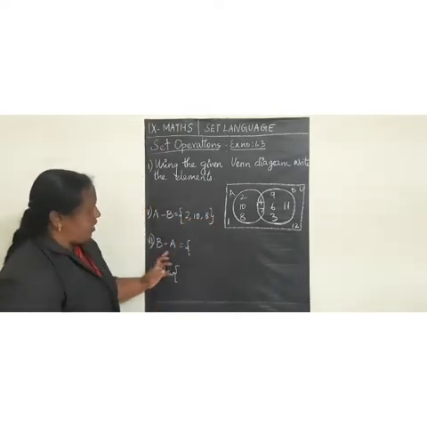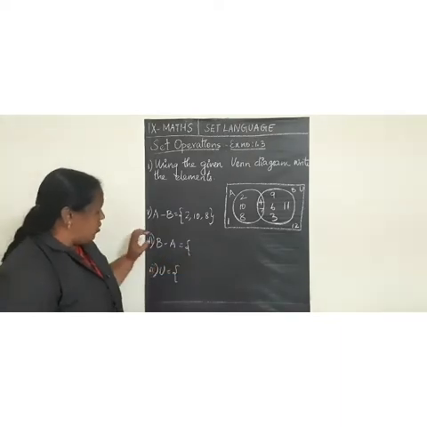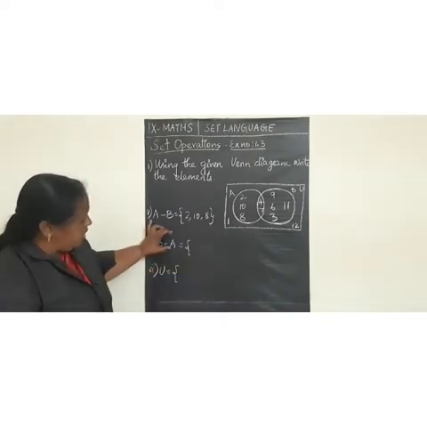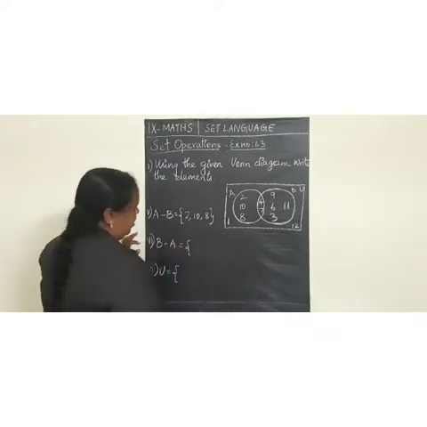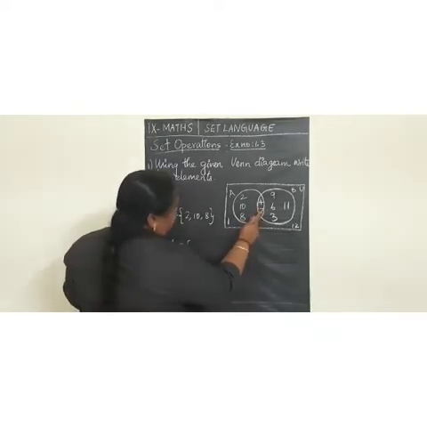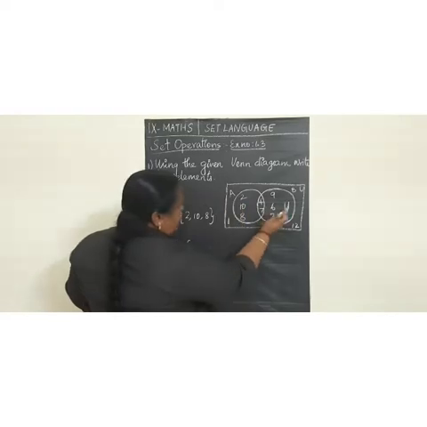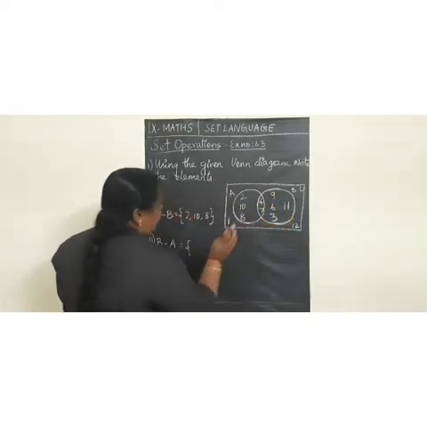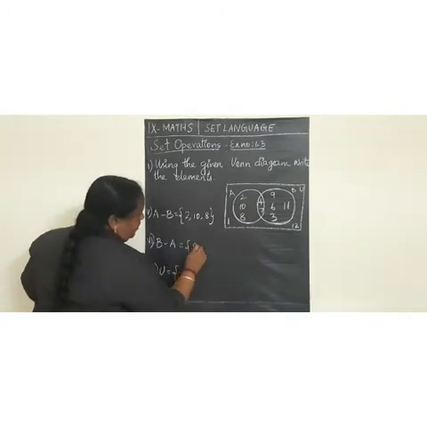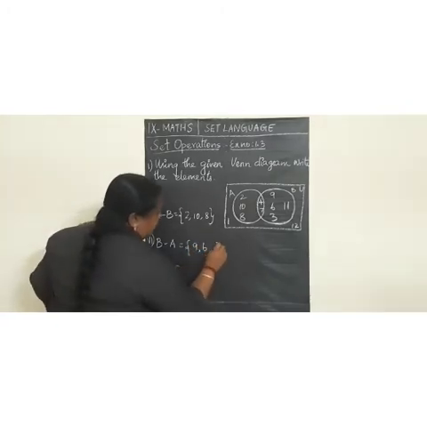Next, B minus A. B minus A means what are all the elements in B which are not in A. We have to write it as B minus A. 4, 7 is common to both A and B. So 9, 6, 3, 11 are not in A. So B minus A is 9, 6, 3, 11.